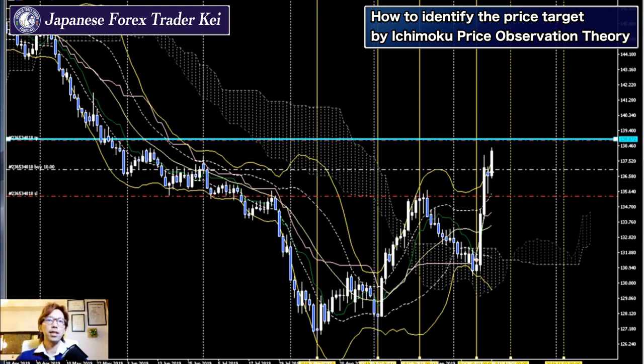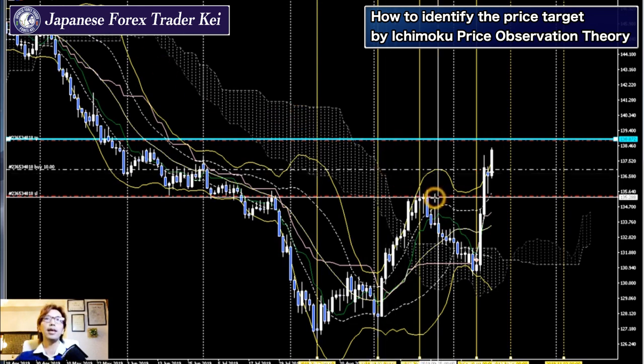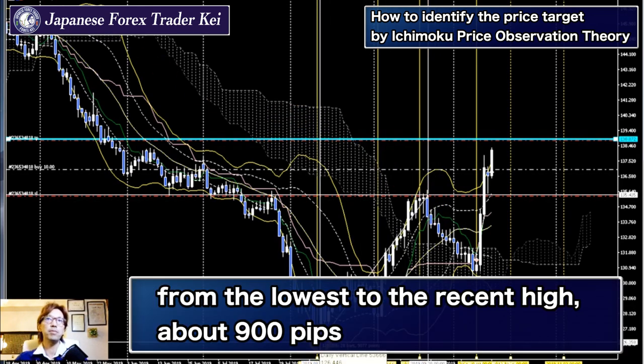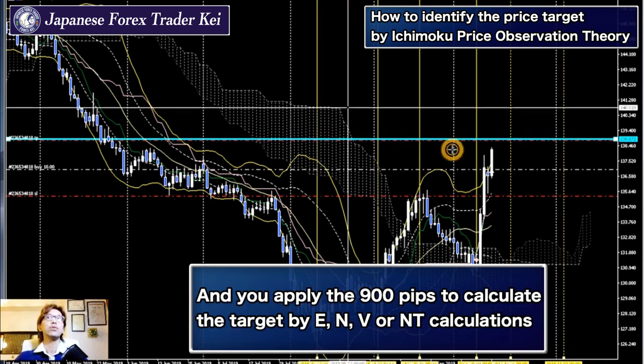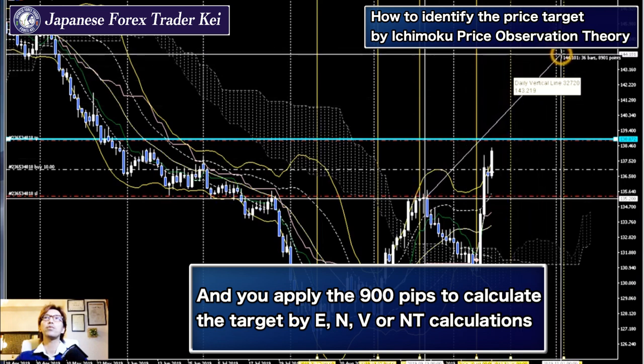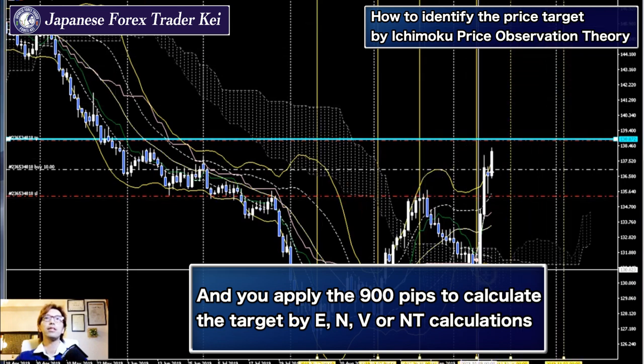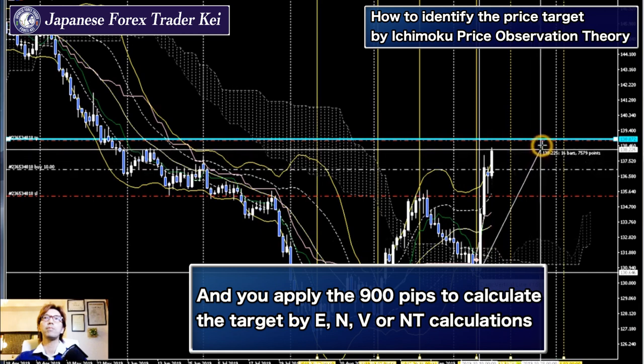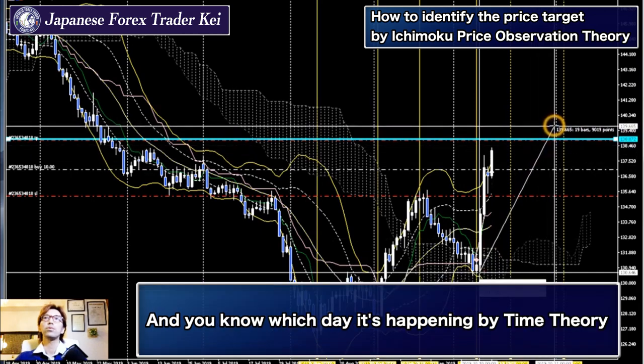Right now, if you take this recent high here, you add the pips from the high to the lowest, 900 pips right here, and you take these 900 pips and add them either from here, which will be like this one right here, or if you take this low, this pushback of 900 pips is going to be to this level.